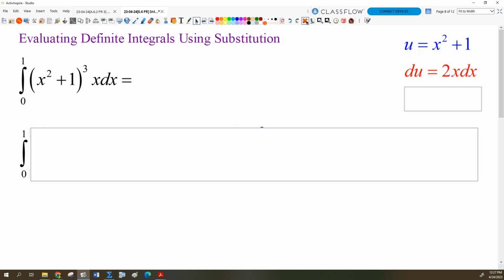Well, what do we have here? It looks like we have only an x dx. So what's that going to equal? If du equals 2x dx, what does x dx equal? 1/2 du, right? We would just isolate the part that we have. All we do is just isolate the part that we have. That's how I always do it. I think that's a good way to do it.